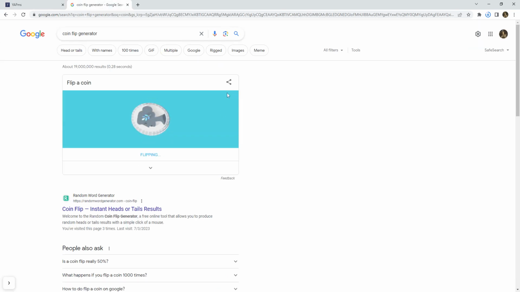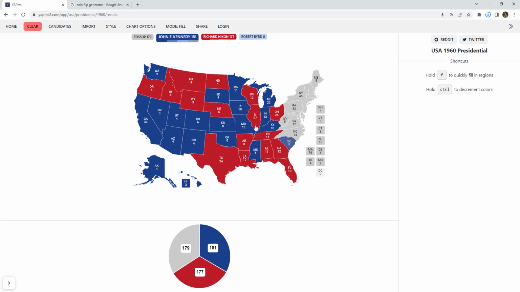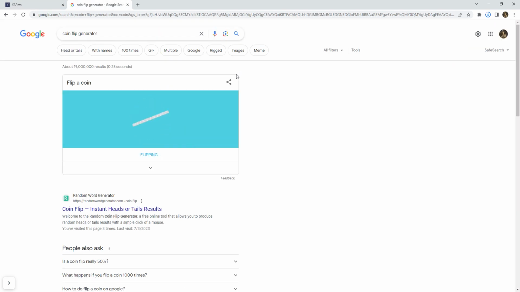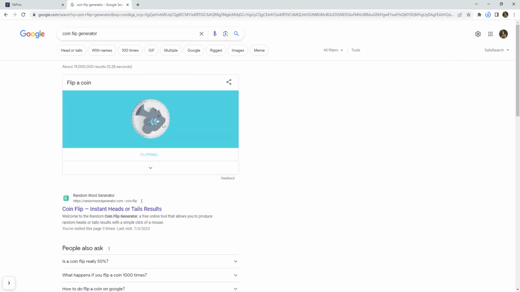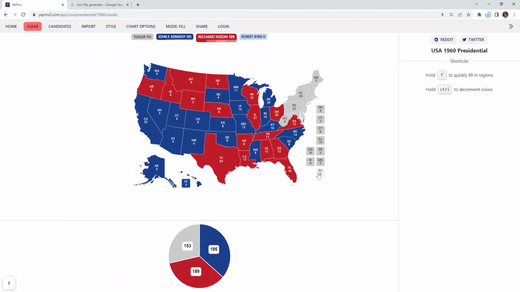Next is South Carolina. That's going to go for Kennedy. Next is North Carolina. Let's see if he can sweep. And he will. Next is the state of Virginia. That's going to go for Richard Nixon. Next is Washington, D.C. And Nixon will get the District of Columbia.